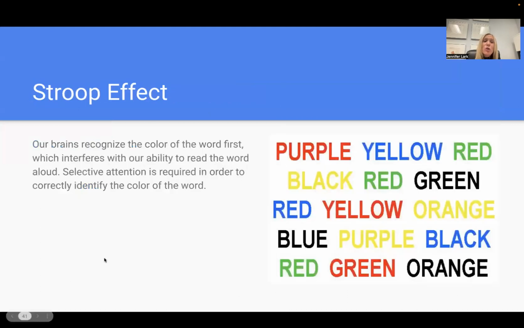Okay. The Stroop effect is an example of having to really selectively attend to get something right. So if you look at this square, some of you did this on our little brain exploration day. This was one of the games you could play on that website. But our brains tend to recognize the color of a word first, and that interferes with our ability to actually read the word aloud. You have to really selectively attend to notice that that first word there says purple. Your brain automatically sees red.